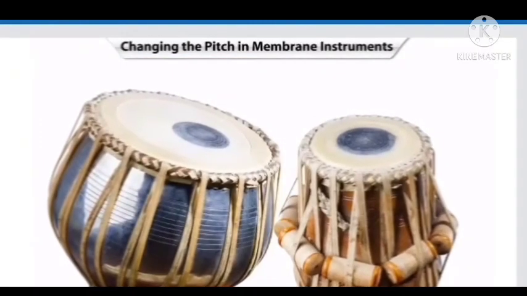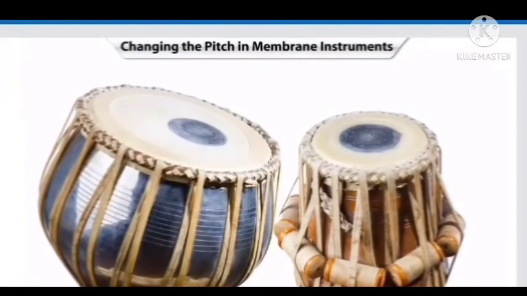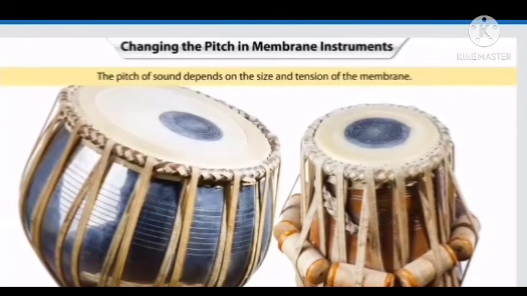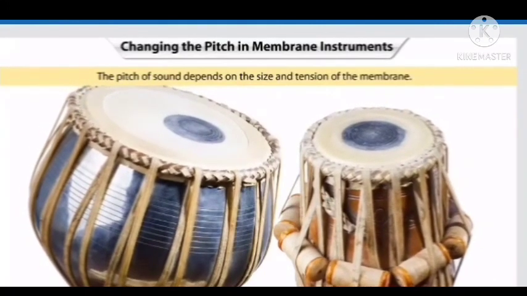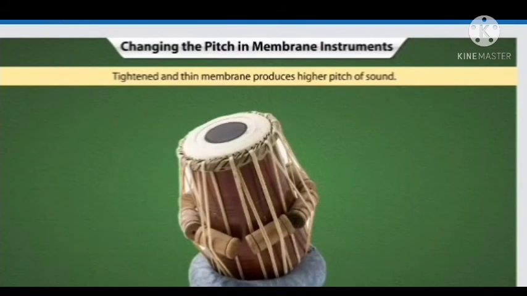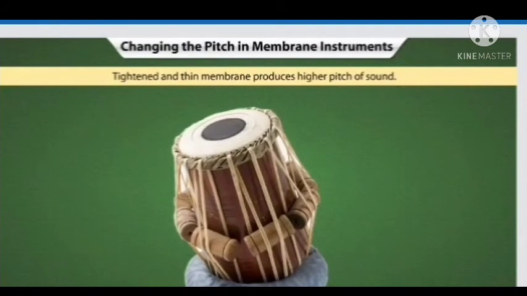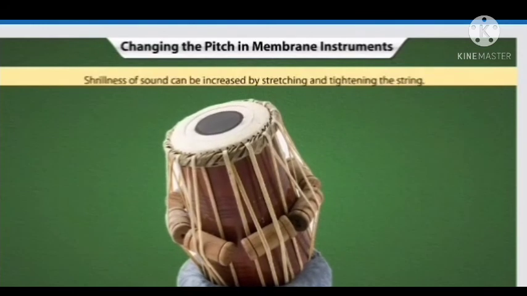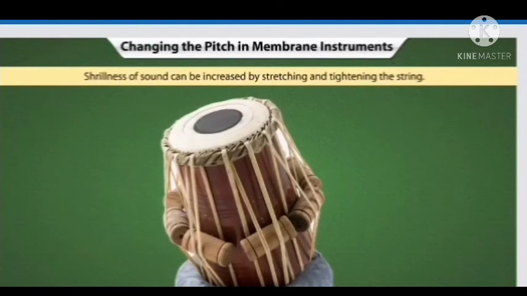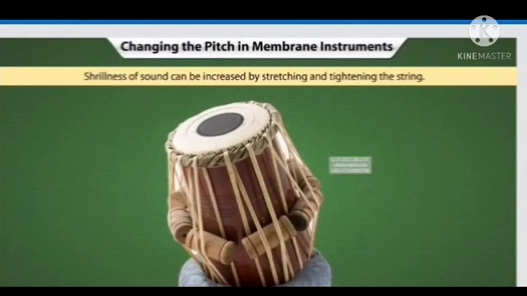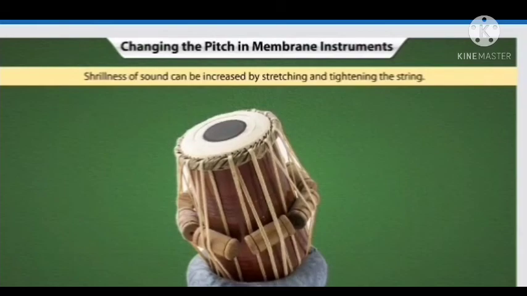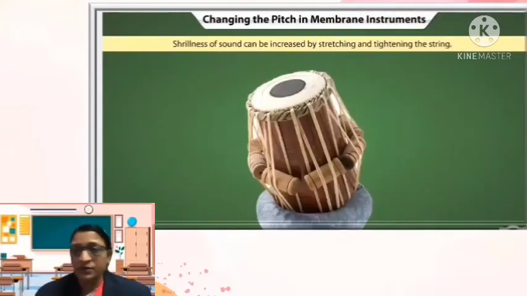Instruments like dholak, tabla and drum have a membrane which is stretched by means of strings. The pitch of sound depends on the size and tension of the membrane. If the membrane is thin and highly tightened, it produces a higher pitch of sound than a thicker one. If we need to increase the shrillness of sound, the instrument with a small membrane is taken and its strings are stretched and tightened. Let us observe the activity.